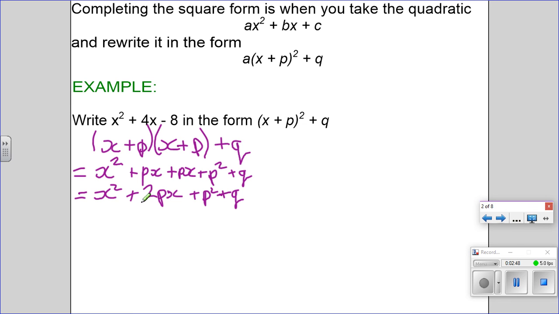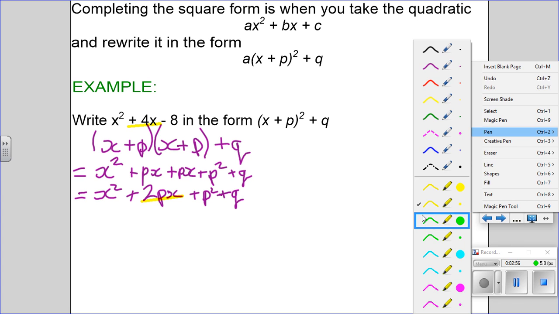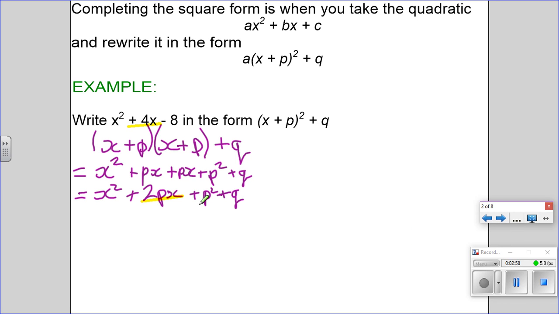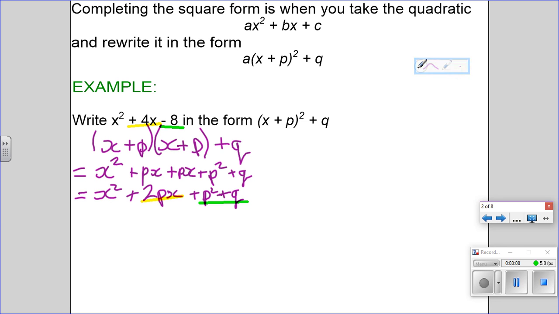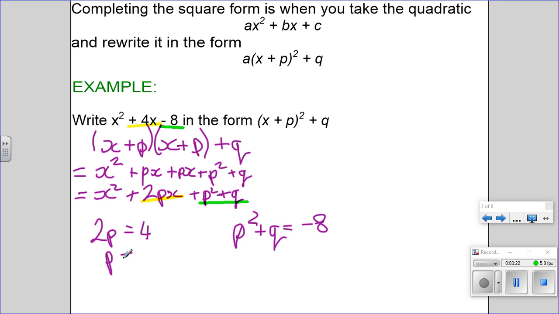We have 2px, and that has to be the same as positive 4x. And then now we have p squared plus q, and that's got to make negative 8. So that's the next thing I'm going to do. I'm going to set myself up two equations. 2p is equal to 4, and p squared plus q is equal to negative 8. Okay, so I can solve this for p. I will get that p is 2.